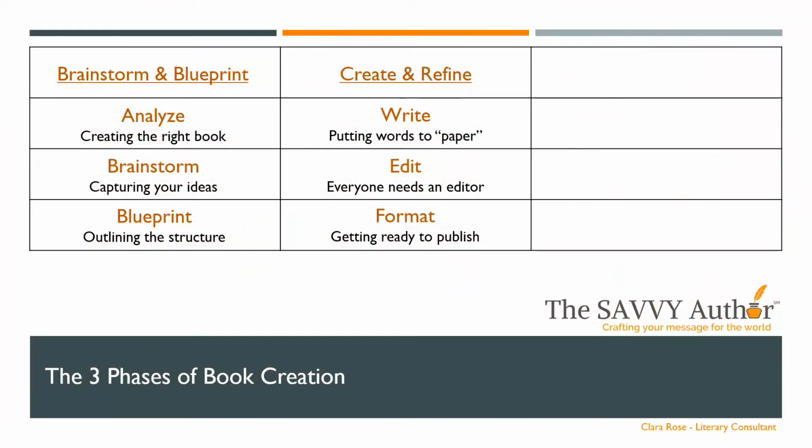All right, so what is phase 2 of the book creation process? Phase 2 is where we actually get the work done. We create and we refine. So writing, which is getting those words onto paper, nothing replaces getting those words onto paper. You have to sit down with your outline, your brainstorm and blueprint outline, and start writing in a scheduled, systematic way. If you're not writing, your book is never going to get done.